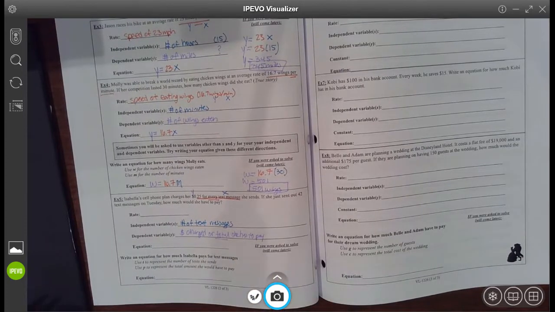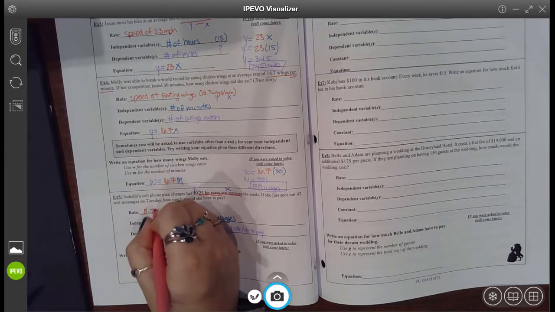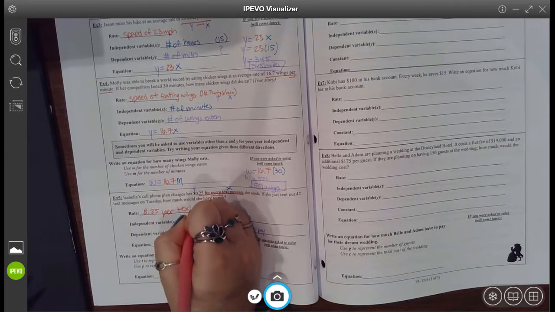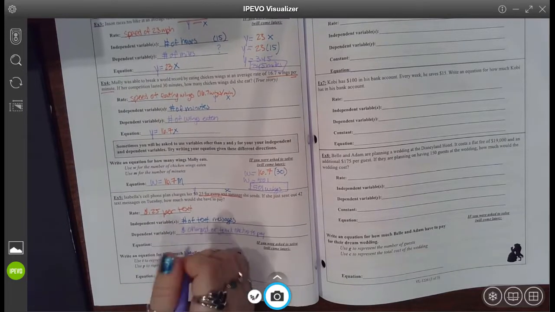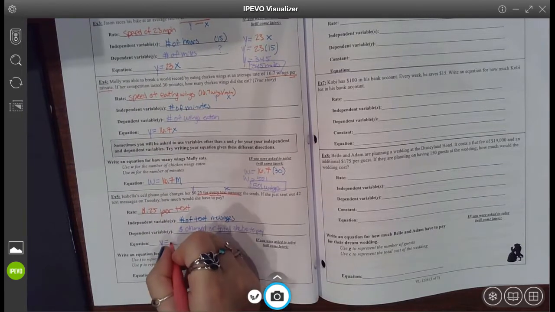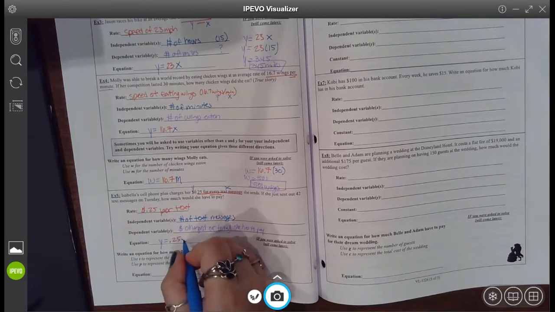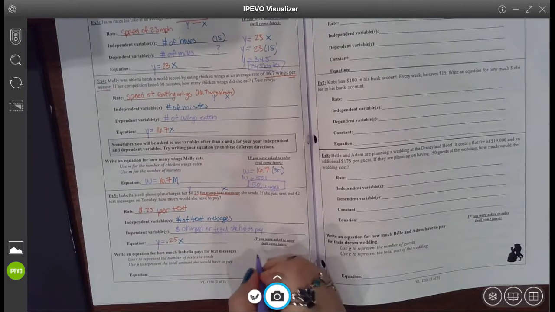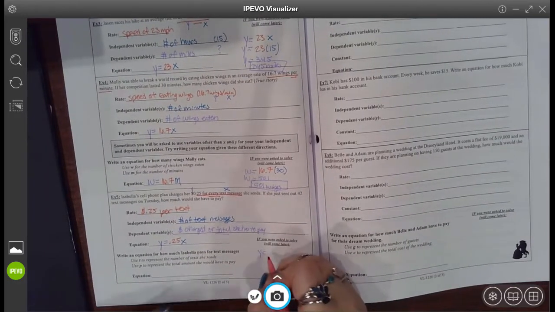Okay, your rate was 25 cents per text. So then your equation, you should be an expert at this now. Y equals, what's your rate? 25 cents, so 0.25 times X. Okay, if you were asked to solve it, it would be Y equals 0.25X.